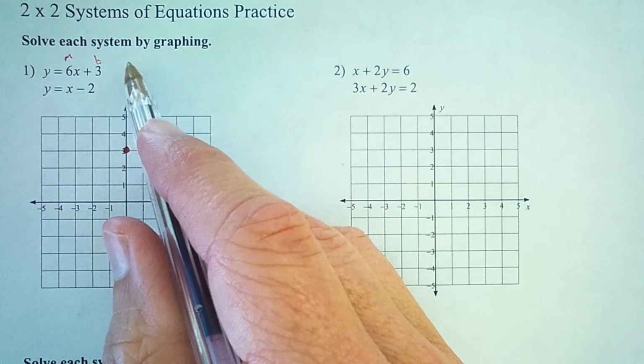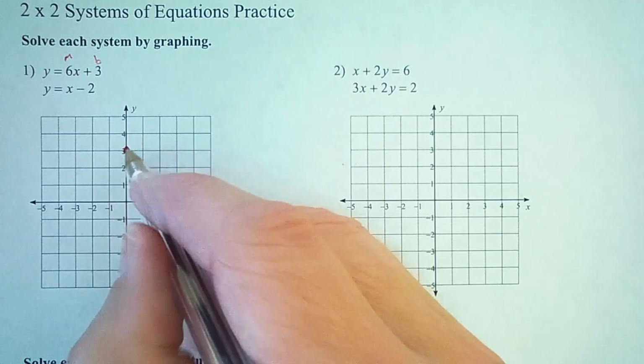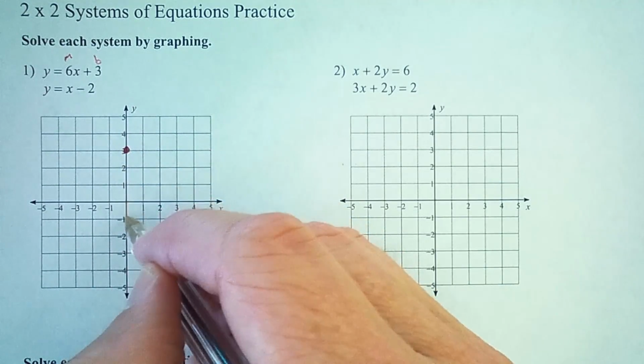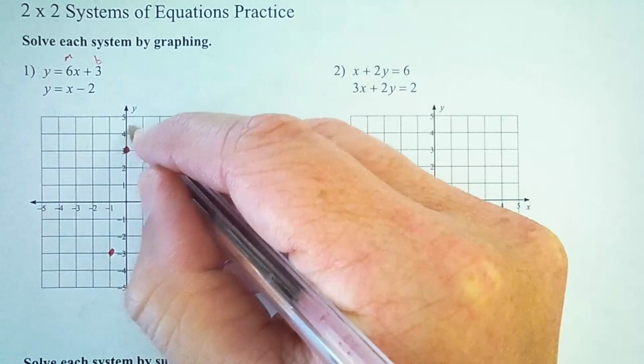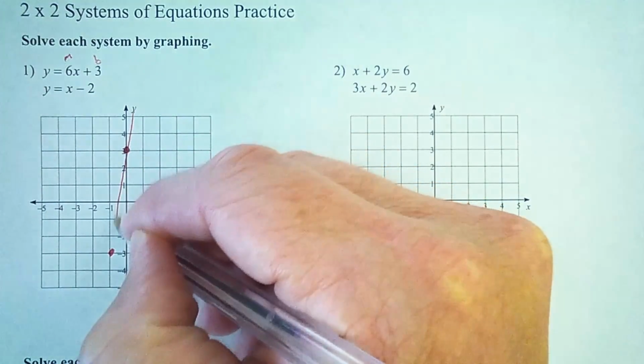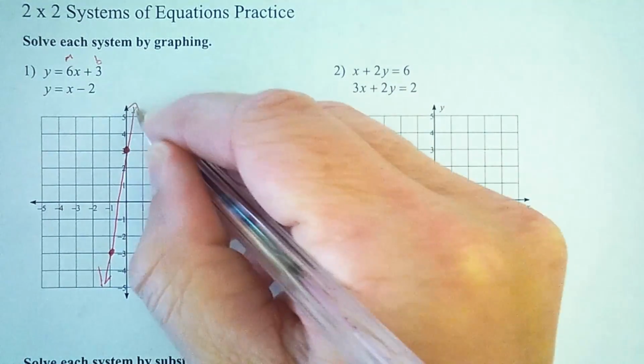I really don't want to go up that far off the graph, so I'm going to go down 6 and left 1. And that keeps my slope positive. And this is my first line.